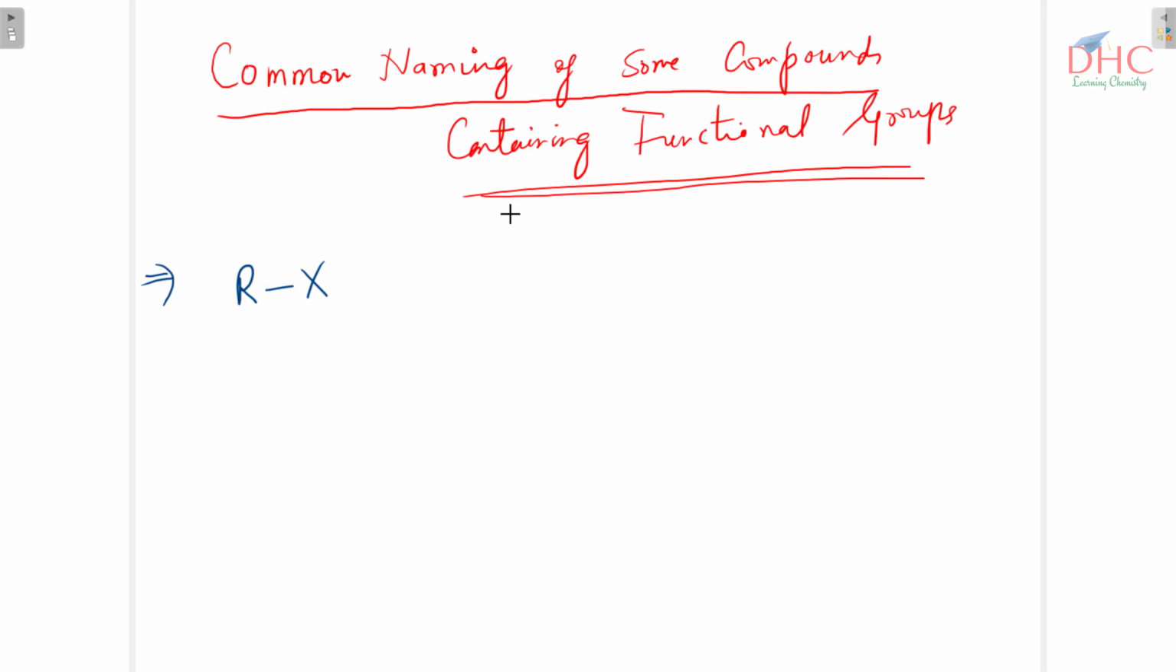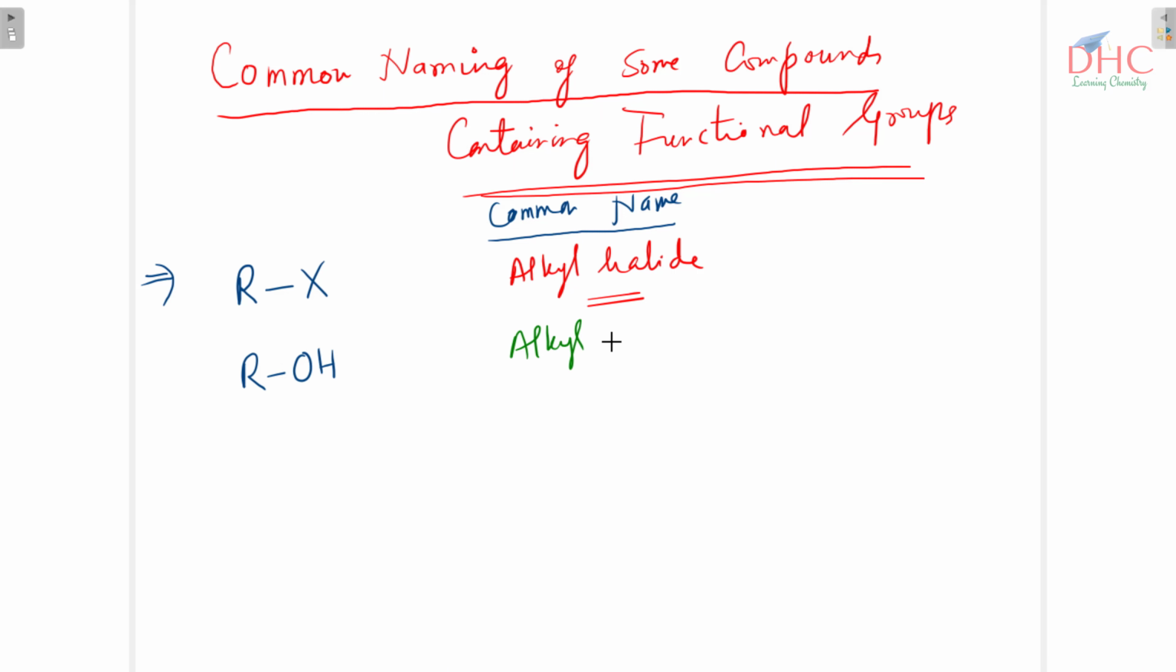So the name of this compound in the common system, the common name for this particular case, is alkyl halide. Now talking about the next one, that is ROH. This is the molecule which is alcoholic. It's called alkyl alcohol.